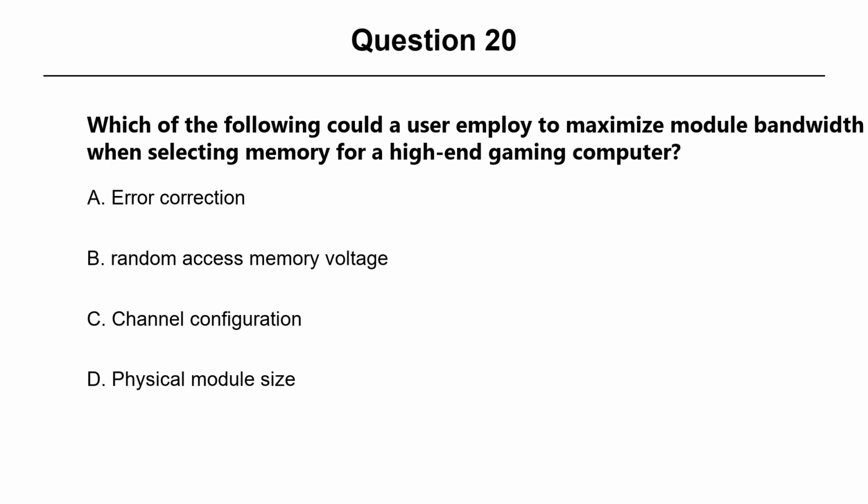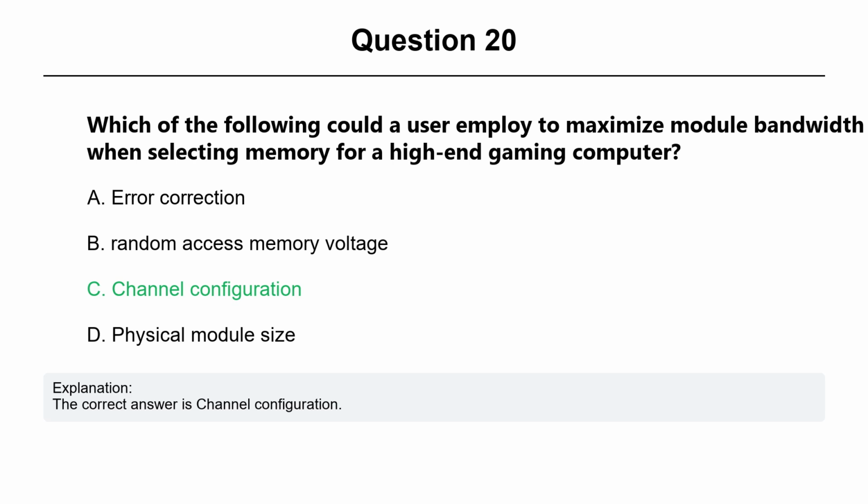Question 20. Which of the following could a user employ to maximize module bandwidth when selecting memory for a high-end gaming computer? Option A. Error correction. Option B. Random access memory voltage. Option C. Channel configuration. Option D. Physical module size. The correct answer is option C. Channel configuration.